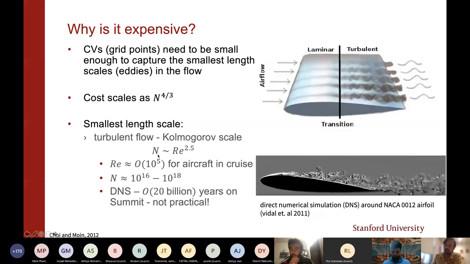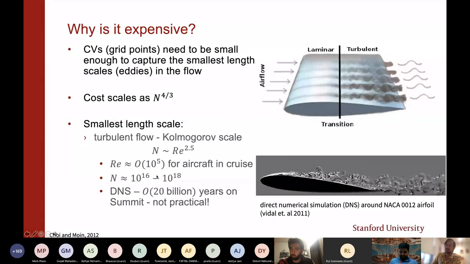You can express this number of grid points in terms of the Reynolds number, as Reynolds number to the power 2.5. Reynolds number is a non-dimensional parameter used in fluid dynamics. It's a ratio of inertial terms to the viscous terms. But in layman's terms, the higher the Reynolds number, the faster the aircraft, basically how fast the air is going around the aircraft. Also, the higher the Reynolds number, the smaller the eddies in the turbulent flow. So you can imagine that the higher the Reynolds number, the more grid points you need.